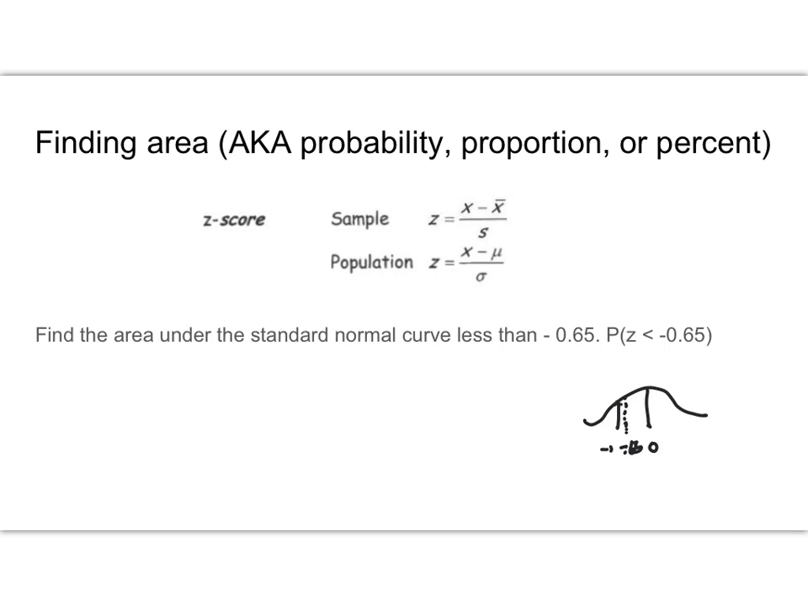And if I'm looking for everything less than that, I'm going to be looking for this area here. And that'll give me the percentile, or the probability of something happening, or the percentile that a score falls within. So I need a way of figuring out what this corresponds to for percentile. So I'm going to go to a z-table.